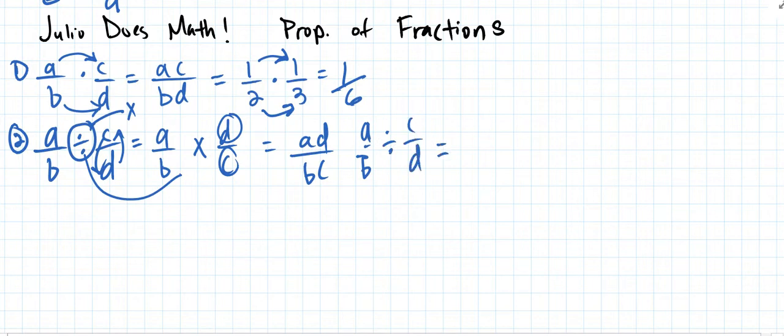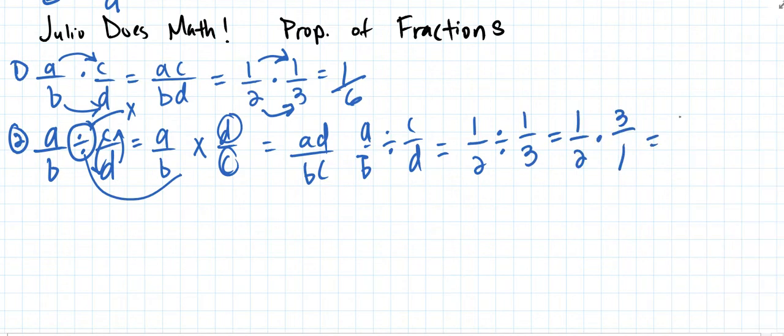So when you plug in numbers, it's a lot easier to see. 1/2 divided by 1/3 is the same as 1/2 times 3 over 1, or 3/2. Okay?